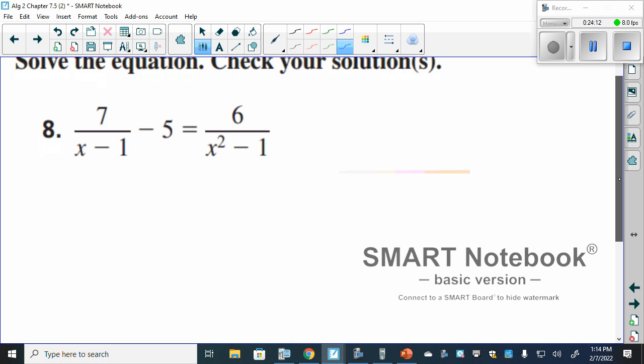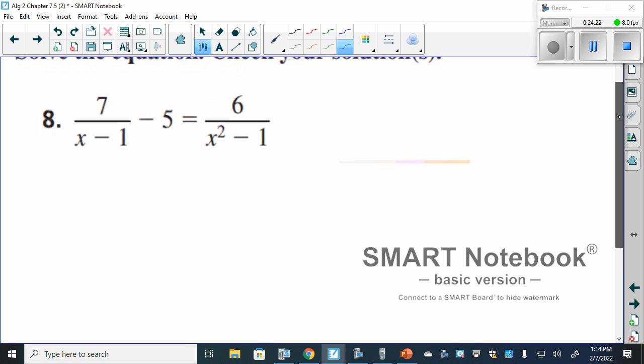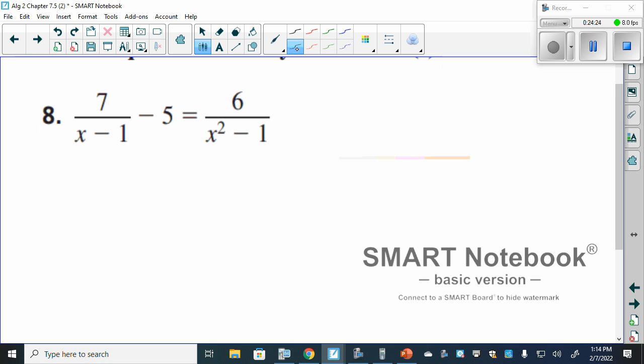We're going to look at one last one. There are two left, but we'll look at this one here. Now, can we factor one of the denominators? Well, yes, the x squared minus 1 is factorable. So we won't do anything to the 7 over x minus 1. We have 5.